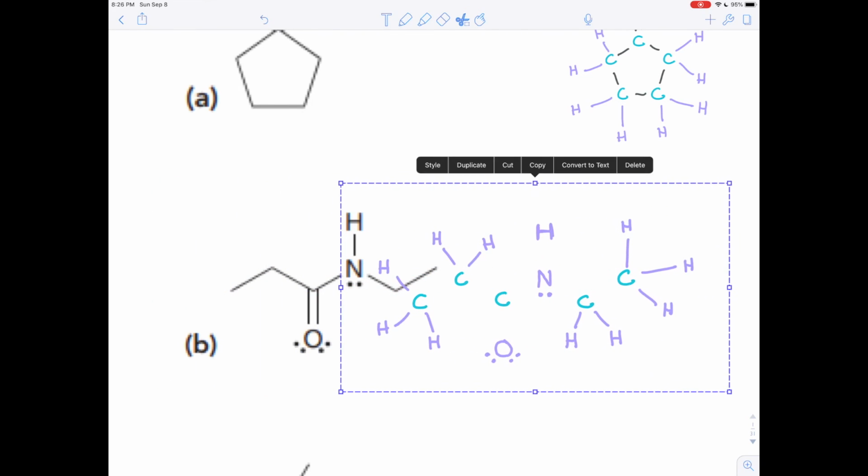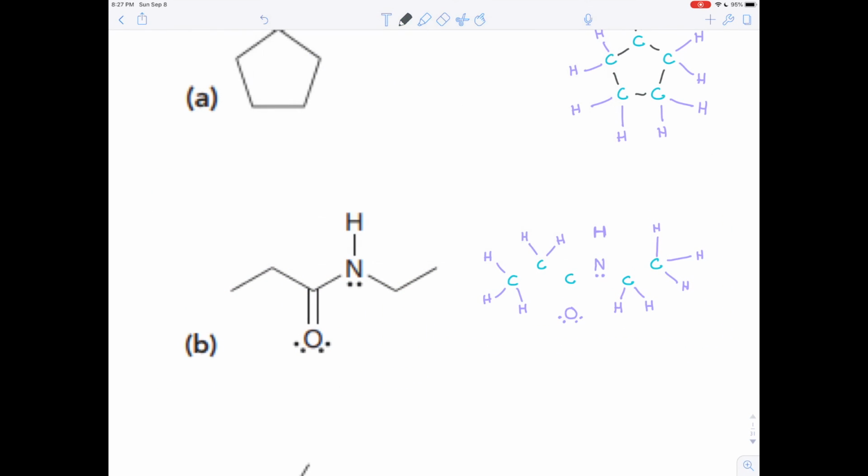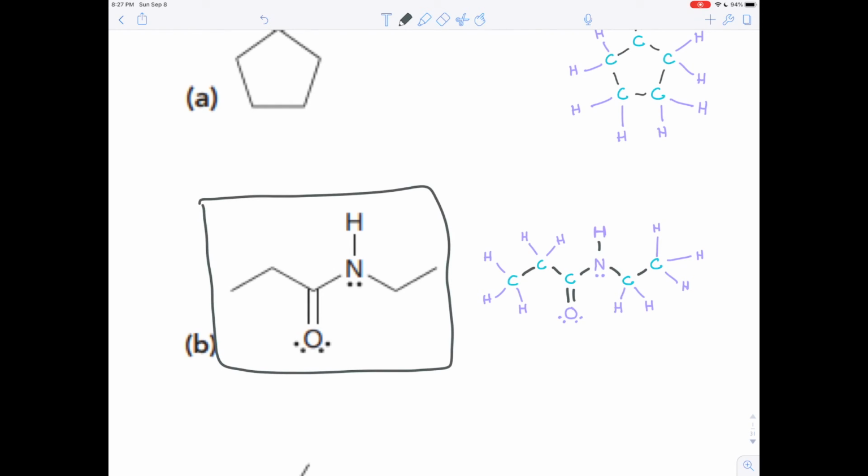So again, compare these two structures, and I'll just draw in the bonds here. The structure on the left and the structure on the right are the same molecule. But notice how much cleaner, how much simpler, how much easier it is to get a grasp of the entirety of the molecule on the left compared to the molecule on the right.